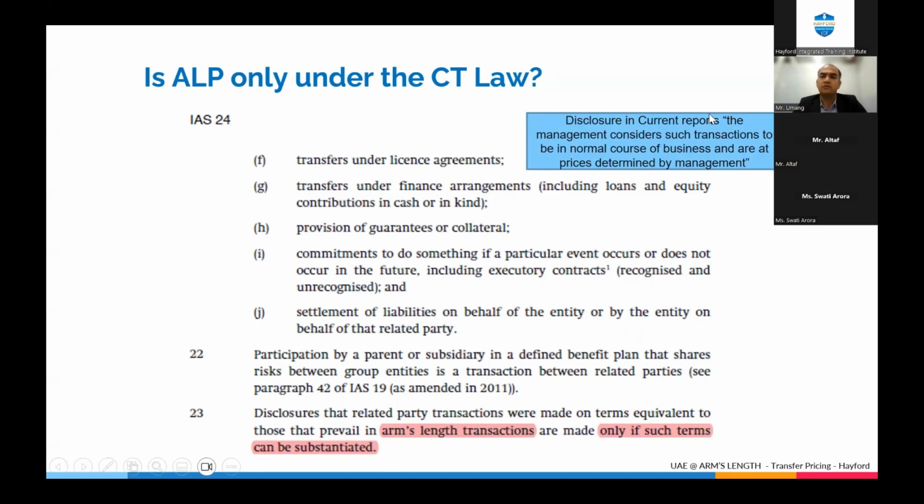However, of course, because there was no regulatory requirement or filing that was mandated for these financials in UAE, typically the auditors used to mention that these are at prices determined by the management and without any reference to ALB. But ALB always was the requirement when it comes to related party transactions.